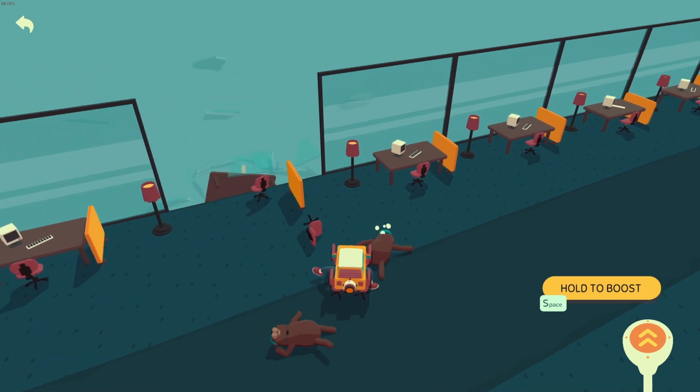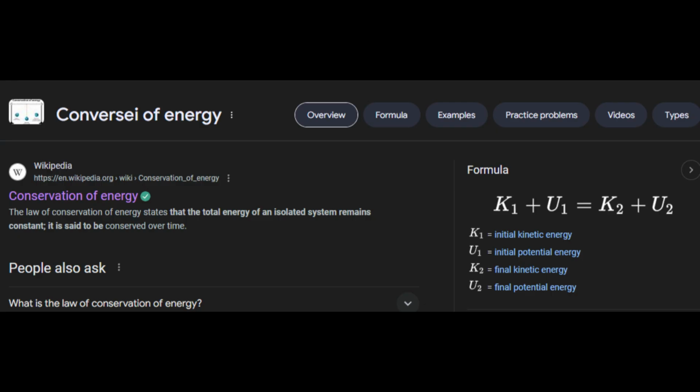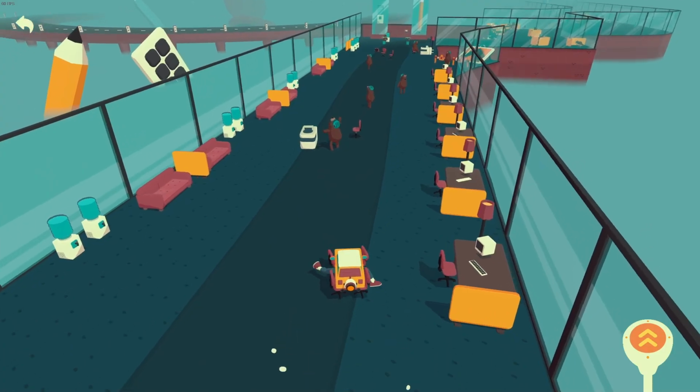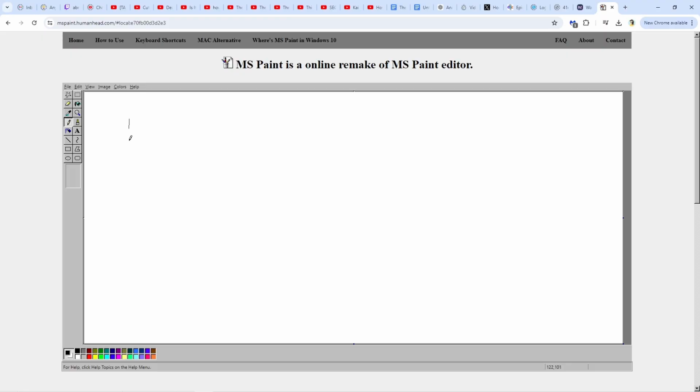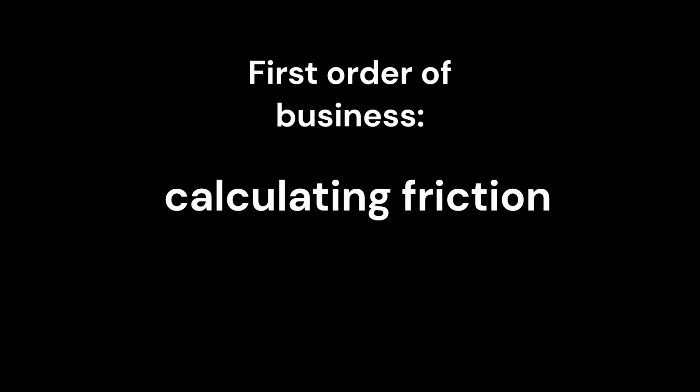But since nothing is ever that simple, we also have friction, which led me to maybe try using the law of energy conservation instead, which states that energy cannot be created nor destroyed, only transferred. So maybe I could collide into one of these chairs or something and calculate the speeds of the objects before and after the collisions, then subtract friction here because I am slowing down and that's energy leaving the system, and use that to calculate the mass of the car. So let's try that. First order of business is calculating friction.